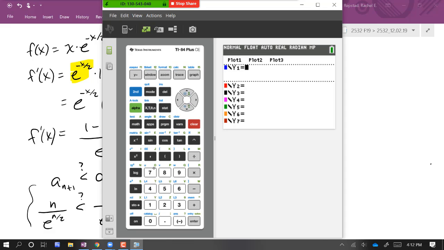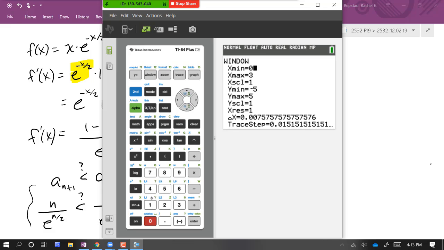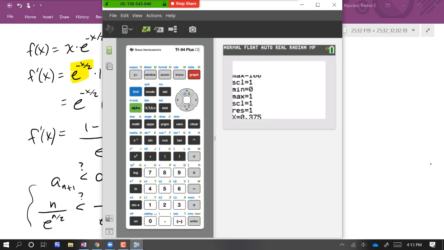So let's see. We have x over e to the x over 2. And we're going to look at it from, I guess, 1, I don't know, to 100. And I'll let the y min be 0 and the y max be, I'm going to go 0 to 1, and see what it looks like first.